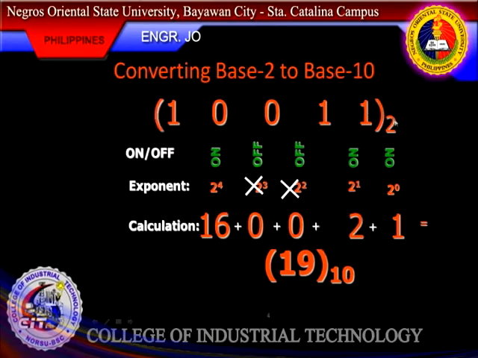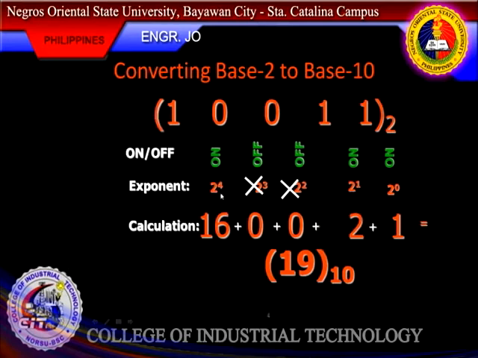So this is 1 times 2 to the power of 0, 1 times 2 to the power of 1, 0 times 2 to the power of 2, 0 times 2 to the power of 3, and 1 times 2 to the power of 4. 2 to the power of 3 and 2 to the power of 2 are not included because any number multiplied by 0 is always equal to 0.